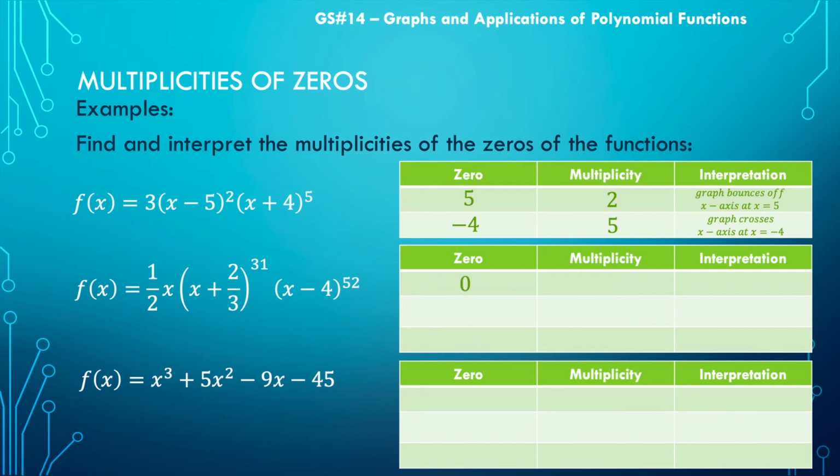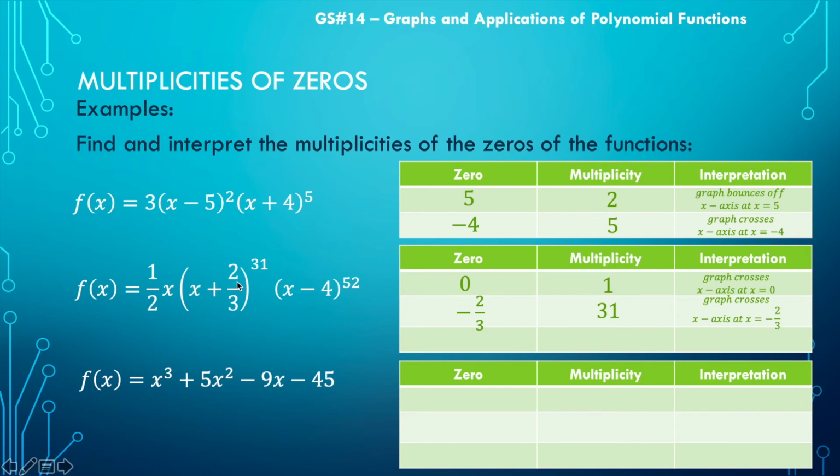Okay, and what's the multiplicity? Well, what's the power on x? That's going to be 1, which means we have the graph crossing the x-axis at x equals 0. Next, we'll take the factor x plus 2/3 and set it equal to 0, and we'll get a zero of x equals -2/3. And we know that the multiplicity here is 31, which is an odd number, which means that the graph is going to cross the x-axis at x equals -2/3.